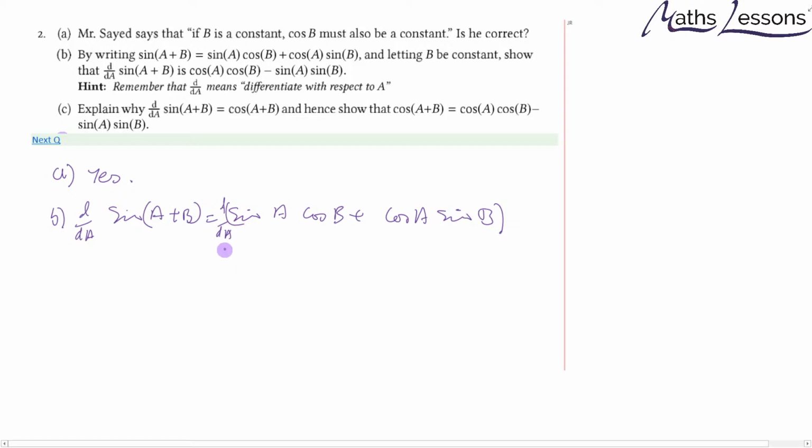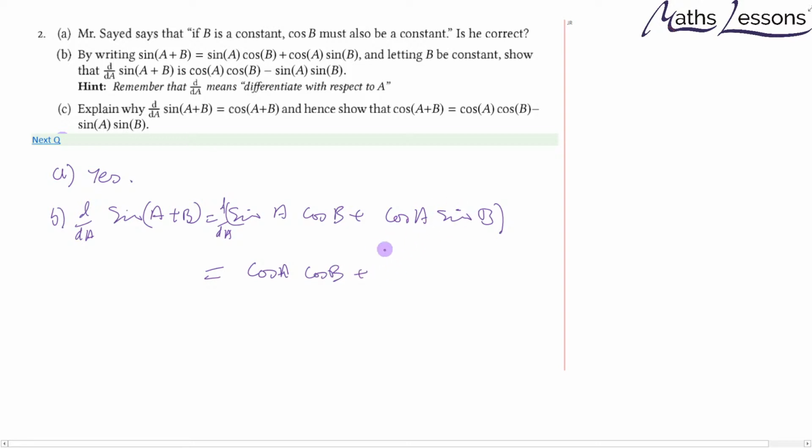So if I differentiate this with respect to a, then the cos b is just a constant, so you just treat it like a number. Imagine this is 2 sine a, and it will go to therefore 2 cos a. So this bit just goes to cos a, and that bit just stays the same. So we just get cos a times cos b.